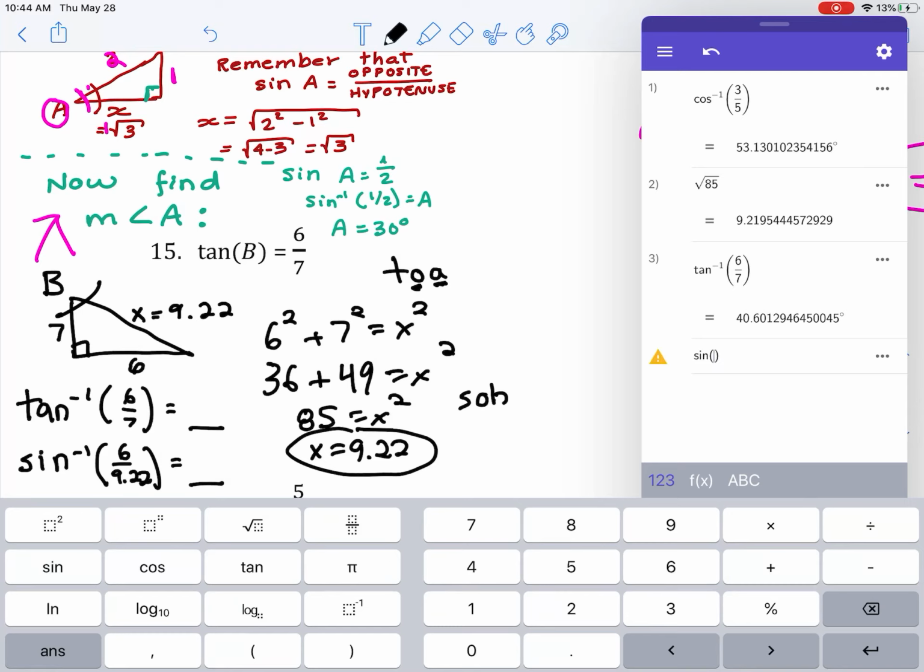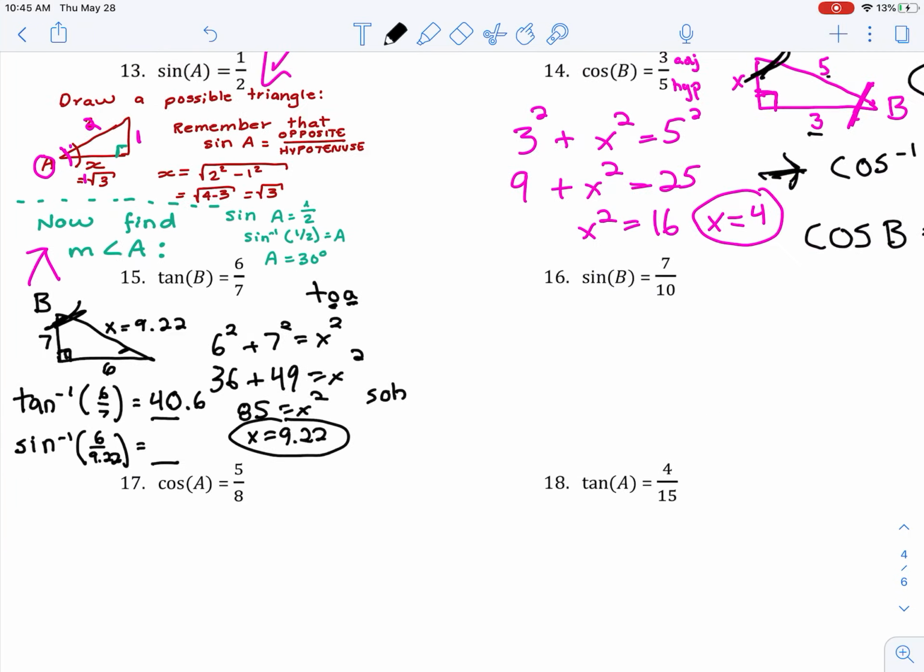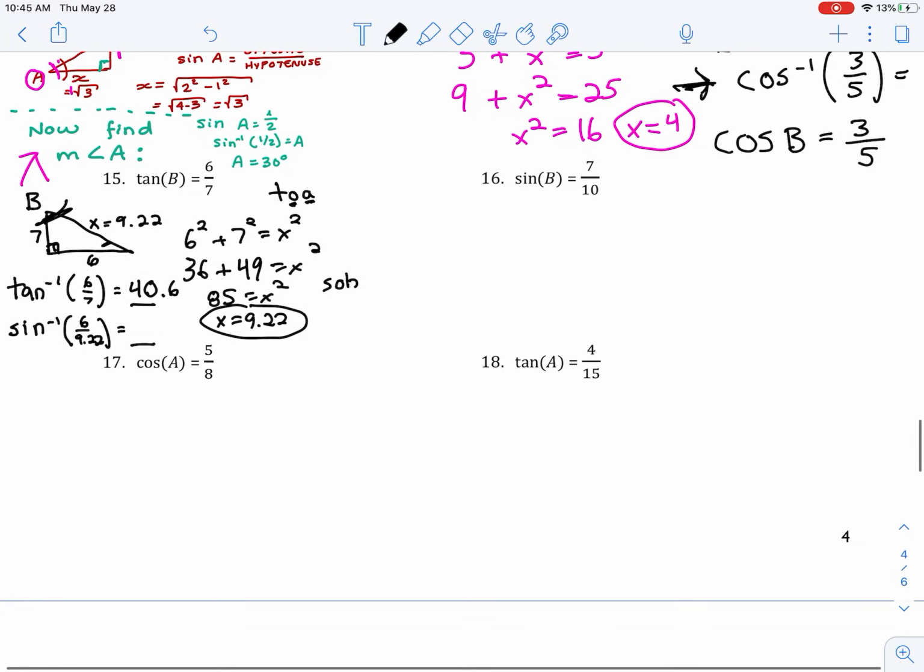So, sine -1, 6 over 9.22. And I get 40.59, essentially the same number, and we explained the small difference. So now that I have this is about 40.6, I could subtract from 180 to get this angle, and then I would be done. So I think you should be able to use that information to get the rest of them.